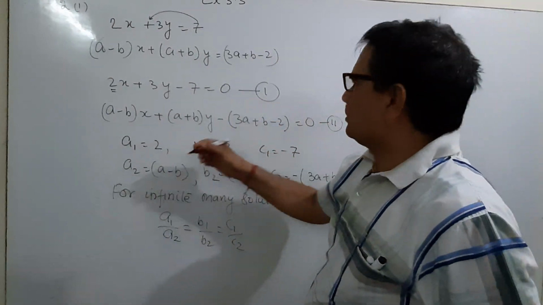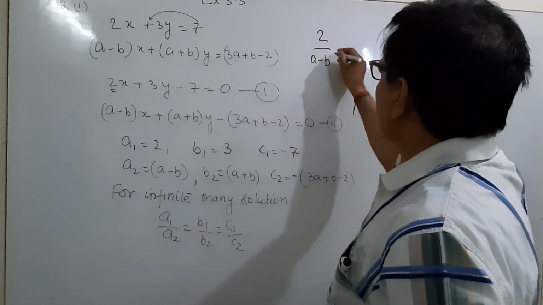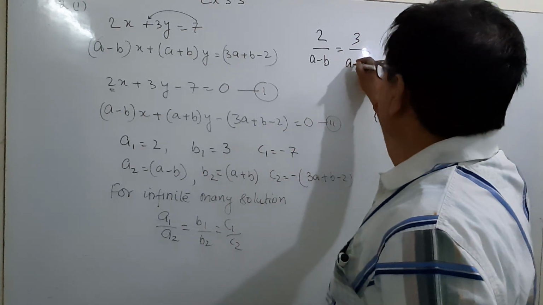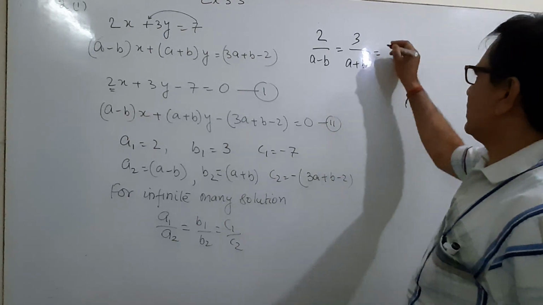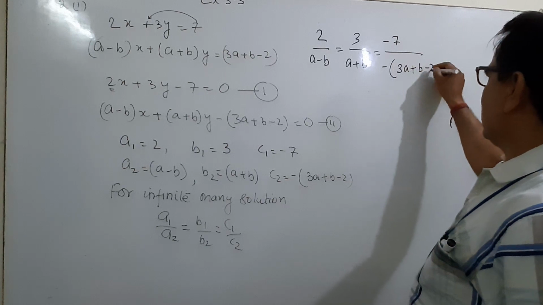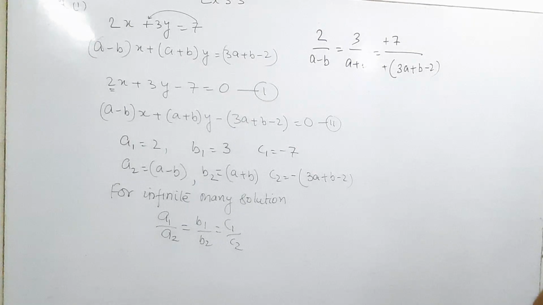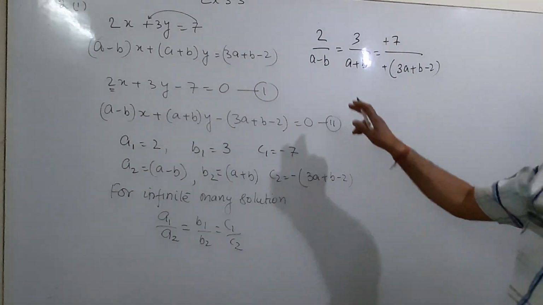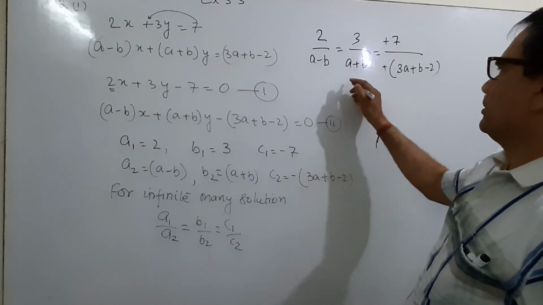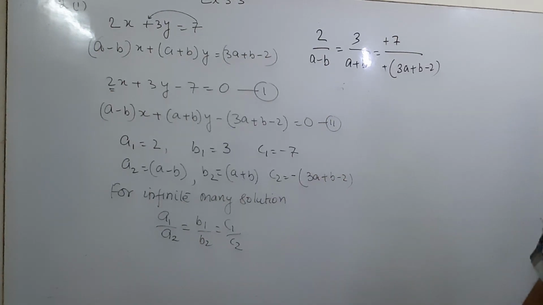Now what is a1? 2 upon a minus b is equal to 3 upon a plus b is equal to minus 7 upon minus (3a plus b minus 2). This minus will cancel. And now 2 upon a minus b equals 3 upon a plus b equals the third ratio; all three ratios are equal to each other.